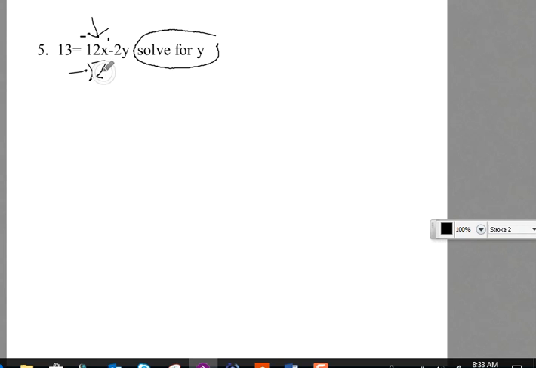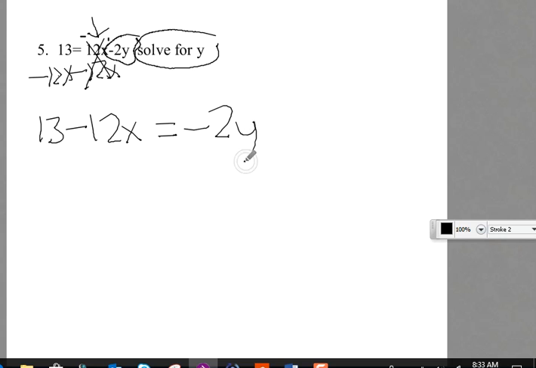We're going to do that by subtracting 12x. And if we subtract 12x from the right side, we have to subtract 12x from the left side. So we end up getting 13 minus 12 times x equals, this 12x minus 12x cancels. Now one thing you have to be careful of is there's a minus sign in front of this 2y. So that is really a negative 2 times y. And that's important. If you don't bring down that negative with the 2, then you will not have the correct signs.